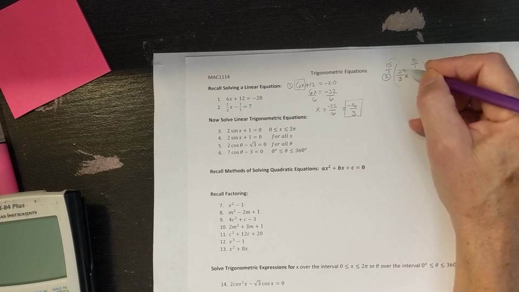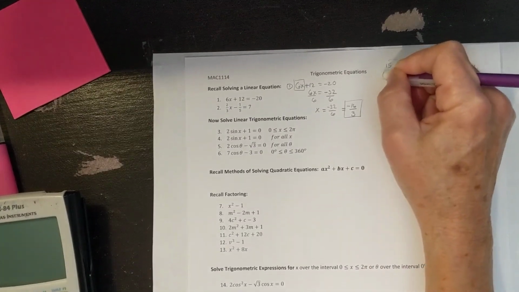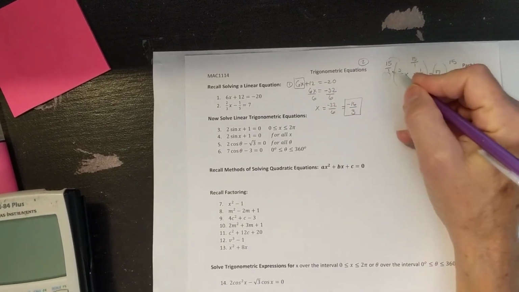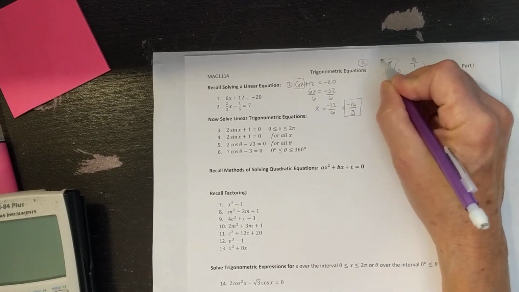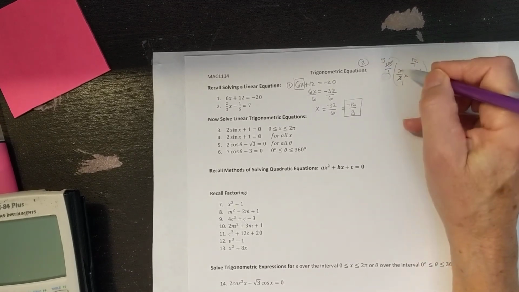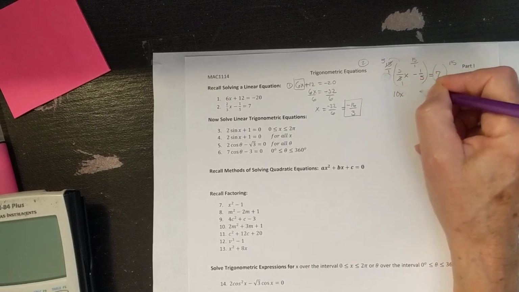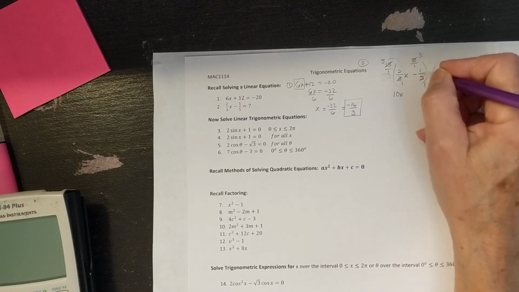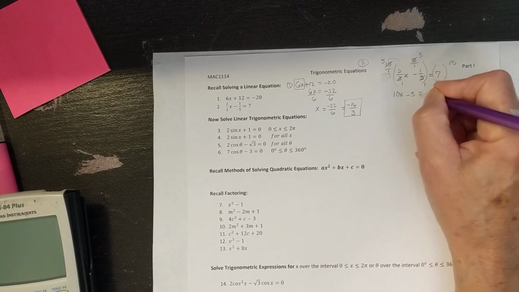15 over 1 times 2 over 3. 3 can go into 15 5 times. 5 times 2 is 10 over 1. This is just 10x. No more fraction. 5 can go into 15 3 times. 3 times 1 is 3 over 1, minus 3 is what I get there.